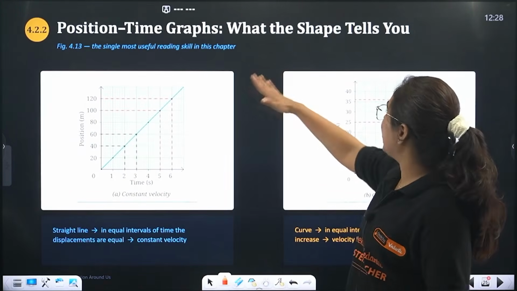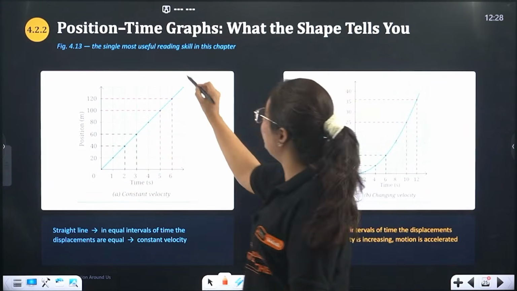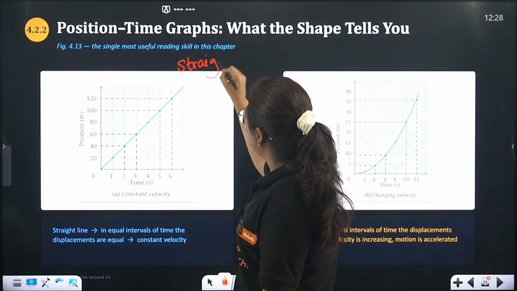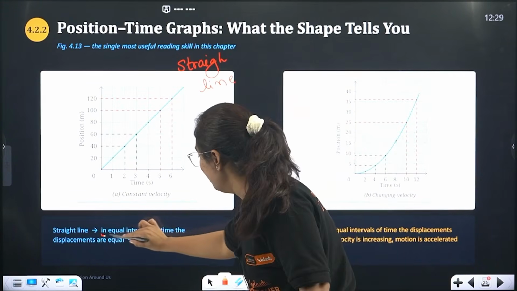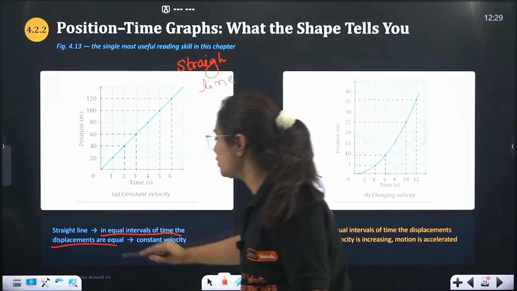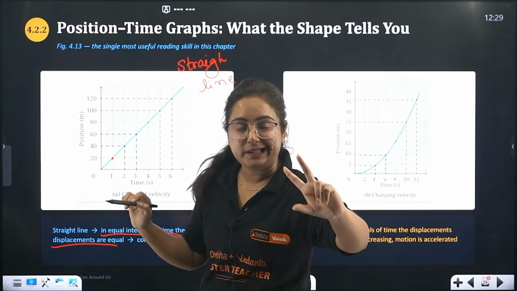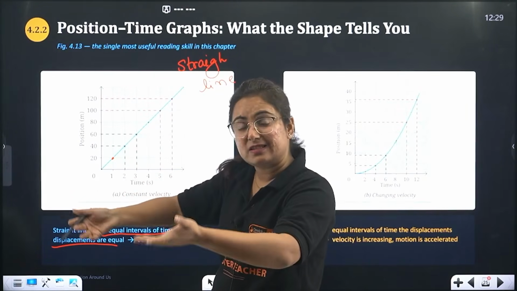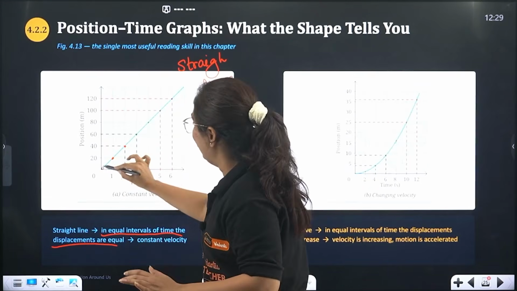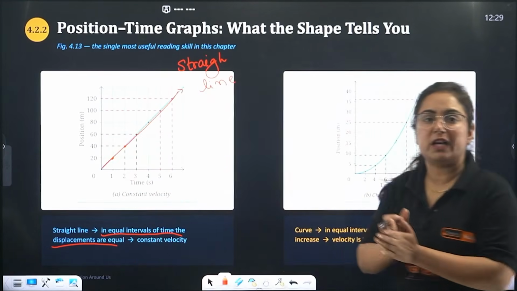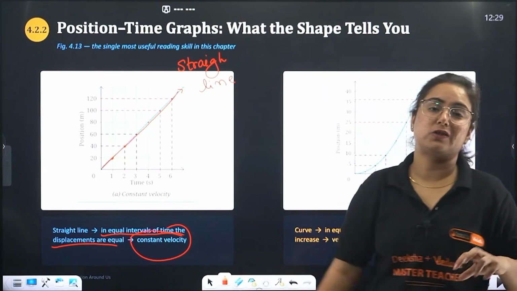Okay. Position time graph, what the shapes tell us. Whenever the graph is in a straight line, beta, so what will happen? In equal intervals of time, the displacement is also equal. For example, in 1 second, the object moved 20 meter. In the next second, it will obviously move the next 20 meter, that is 40 meters. Whenever we get a straight line in the graph, the object will have what, beta? Equal displacement, and hence constant velocity is found.